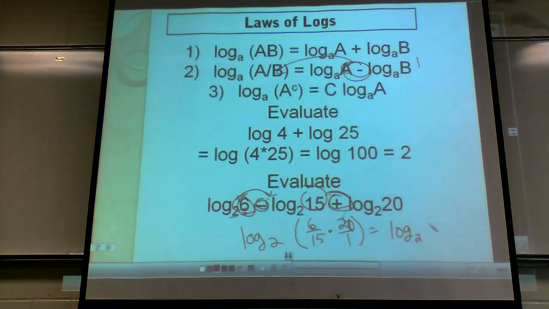24 over 3 is 8. No, 8. And log base 2 of 8 is what? 3. Why? It's just 3. Right? Because 2 cubed is 8.